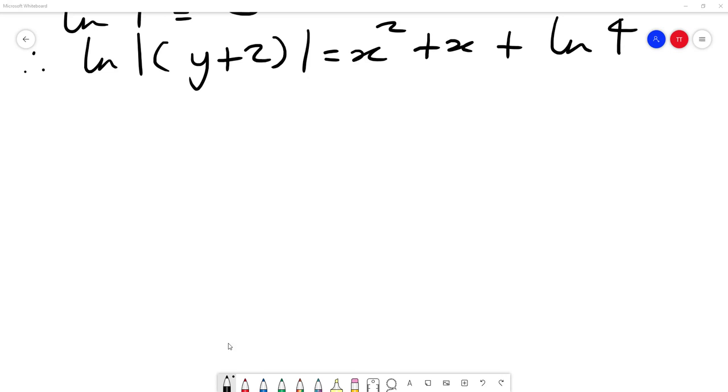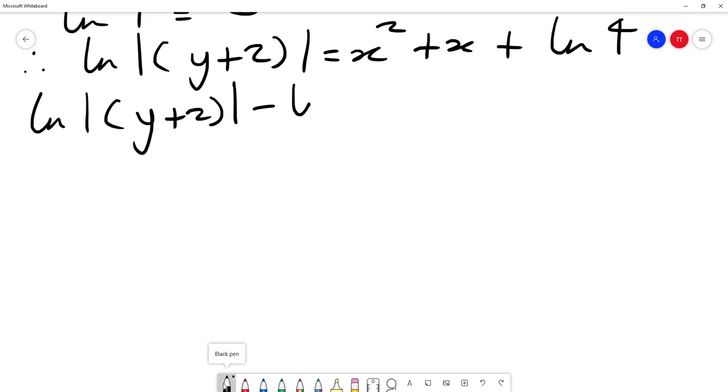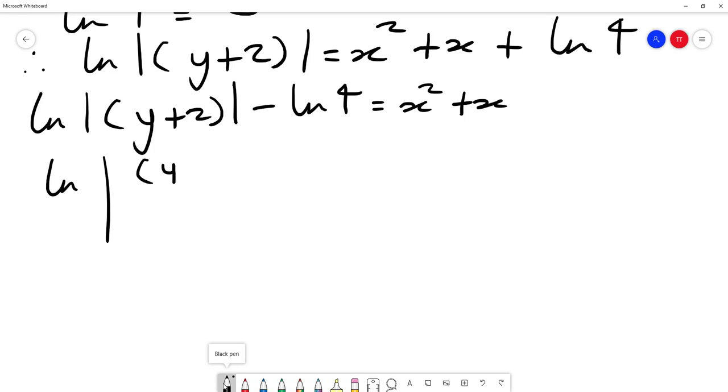So now what we can do is bring ln 4 to the other side. So we get ln mod (y plus 2) minus ln 4 equals x squared plus x. Using the laws of logs, I can write that as ln mod of (y plus 2) divided by 4 equals x squared plus x.